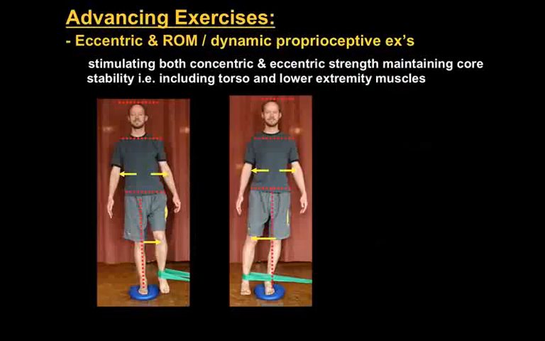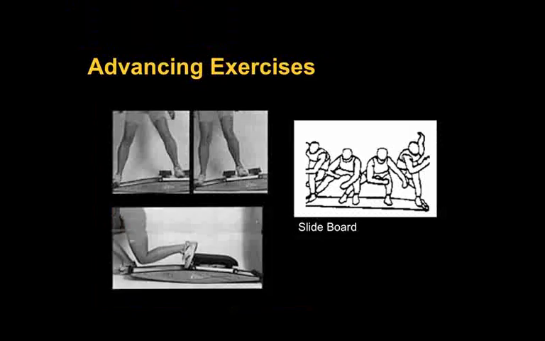You can advance these exercises looking at eccentric range of motion and dynamic proprioceptive exercises, stimulating the concentric and eccentric strengths, maintaining core stability, including the torso and lower extremity in these exercises. You can be very creative doing this. You can advance these exercises using slide boards or other devices.